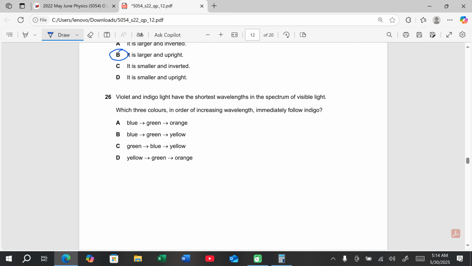Violet and indigo light has the shortest wavelength in the spectrum of visible light. Which three colors in order of increasing wavelength immediately follow indigo? So this is the spectrum, this is violet, this is indigo, this is blue, green, yellow, orange. Blue, green, and yellow. So it's B.